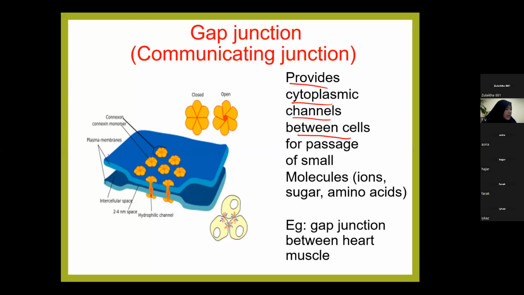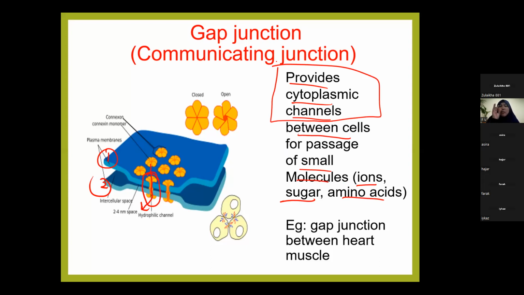So let's say this is plasma membrane number 1, this is plasma membrane number 2. Antara plasma membrane number 1 dengan number 2 ni dia dihubungkan oleh gap junction. So you can see that whatever yang ada pada sel 1 boleh dihantar directly kepada sel 2. So that is gap junction. Okay. So the function is to provide cytoplasmic channel between cell for passage of small molecules like ions, sugar or amino acid between cell. So ini keyword dia, provide cytoplasmic channel.